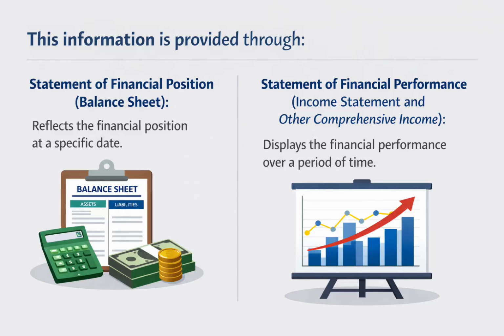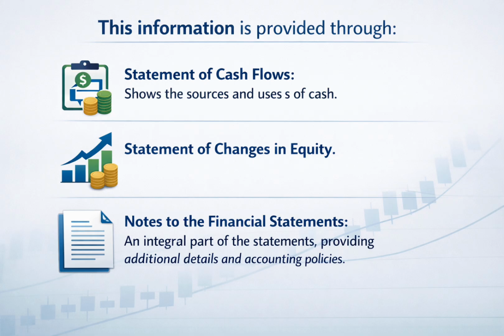1. Statement of financial position, balance sheet, reflects the financial position at a specific date. 2. Statement of financial performance, income statement and other comprehensive income, displays the financial performance over a period of time. 3. Statement of cash flows, shows the sources and uses of cash. 4. Statement of changes in equity. 5. Notes to the financial statements, an integral part of the statements, providing additional details and accounting policies.